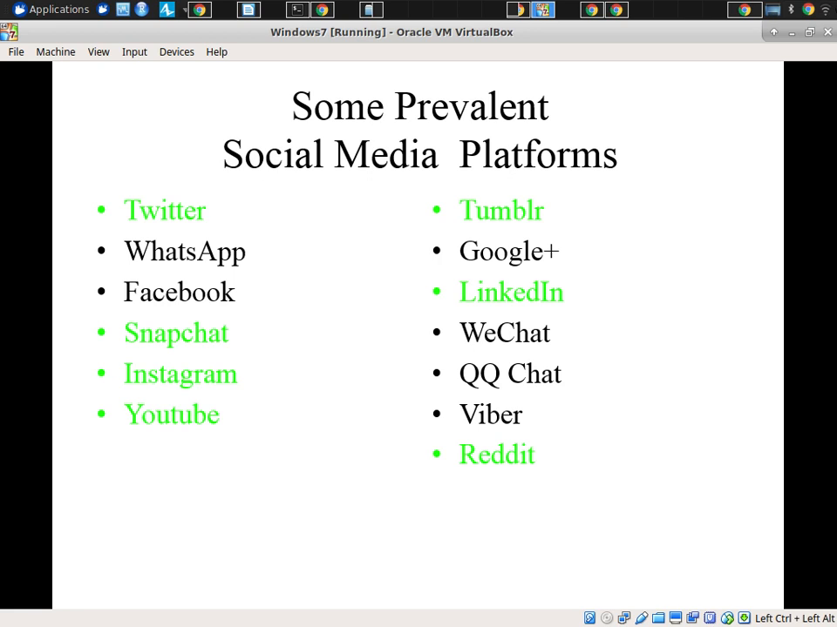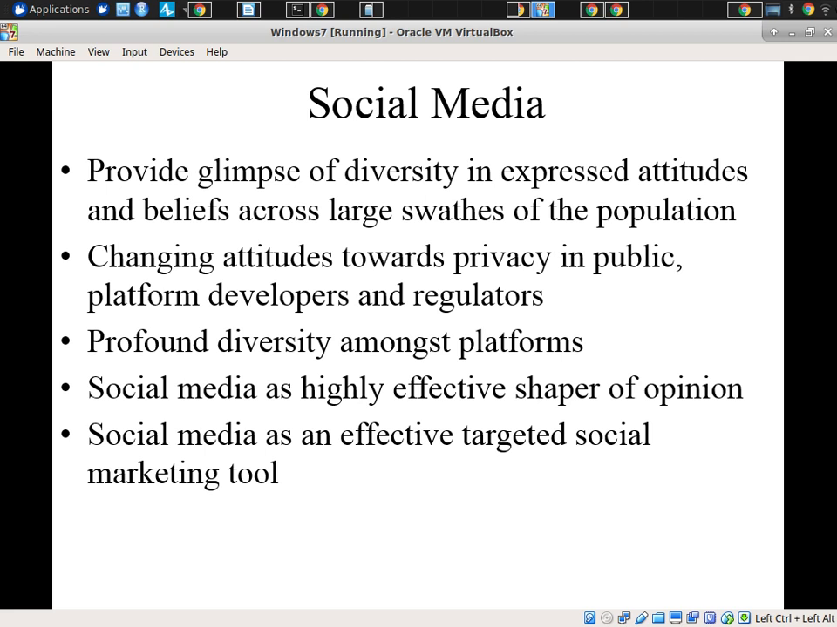By contrast, Facebook updates, we need to get very strong assurances of consent from an individual, because that is meant for private communication with themselves and their networks. So we need to distinguish very strongly between these types of platforms. Social media, with those provisos, provide a glimpse of diversity and express attitudes and beliefs across large swaths of the population.